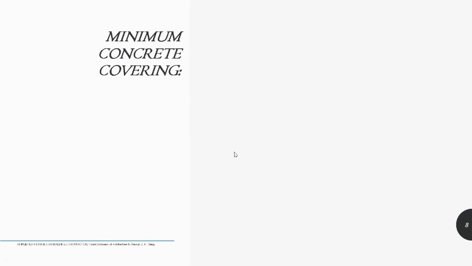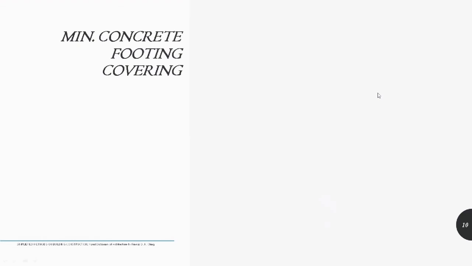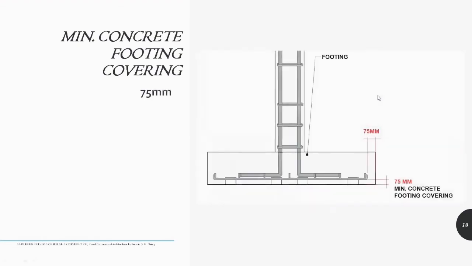The minimum concrete covering of a column and a footing. Ito yung parang concrete covering before ma-expose yung mga rebars natin. So sa column there is a minimum and then sa footing meron din. For our column, the minimum covering should be 45 millimeters from the center of the vertical bars. For our footing, the minimum concrete cover should be 75 millimeters both sides.